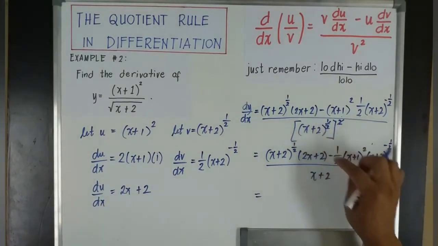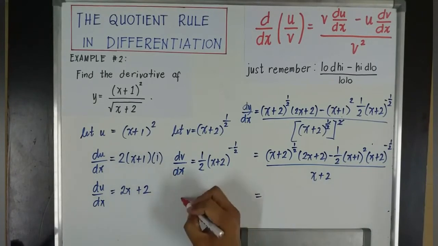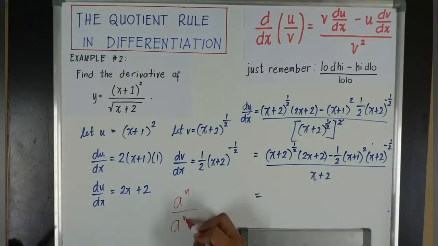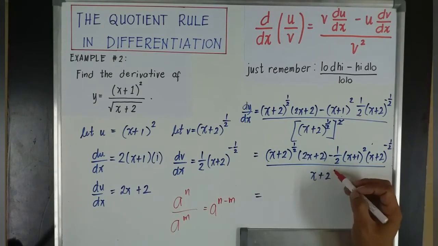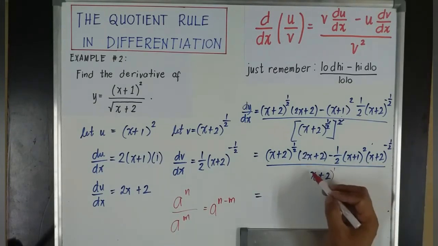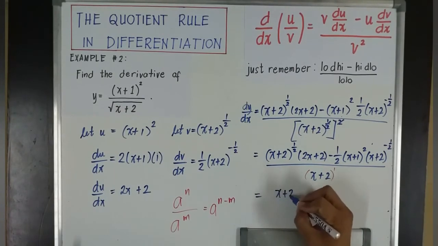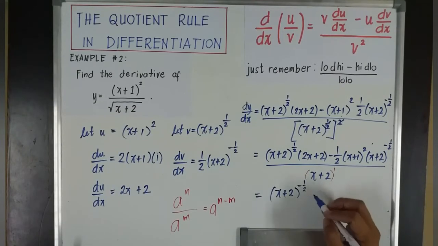What is 1/2? Remember that a to the power of n divided by a to the power of m is equal to a to the power of n minus m. So therefore, 1/2 minus, what is the index of this? 1. Okay? Think that it has an index of 1. So 1/2 minus 1 will have x plus 2 to the power of negative 1 over 2. Okay?